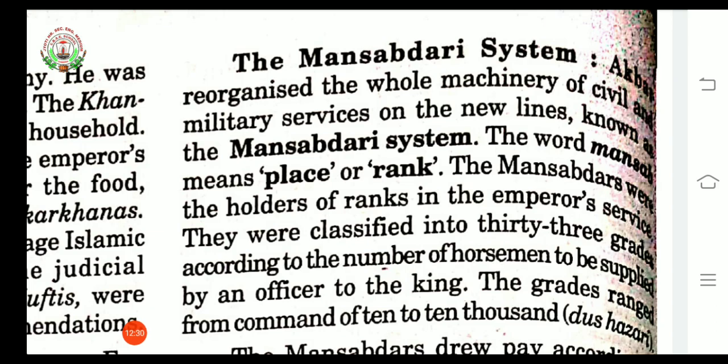This classification was done on the basis of the number of horsemen to be supplied by an officer to the king. These grades range from command of 10 to 10,000. In Urdu it is called 10 Hazari, meaning 10 and then 1000. The Mansabdars were paid on the basis of two elements. First is according to their rank, and second, as they had to furnish some number of men indicated in their grade. So at the time of payment it was calculated.